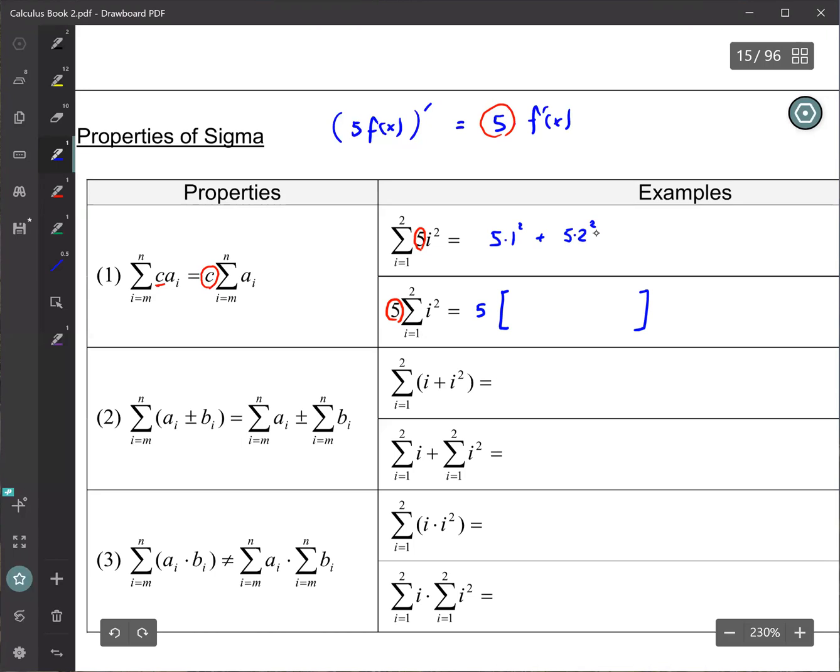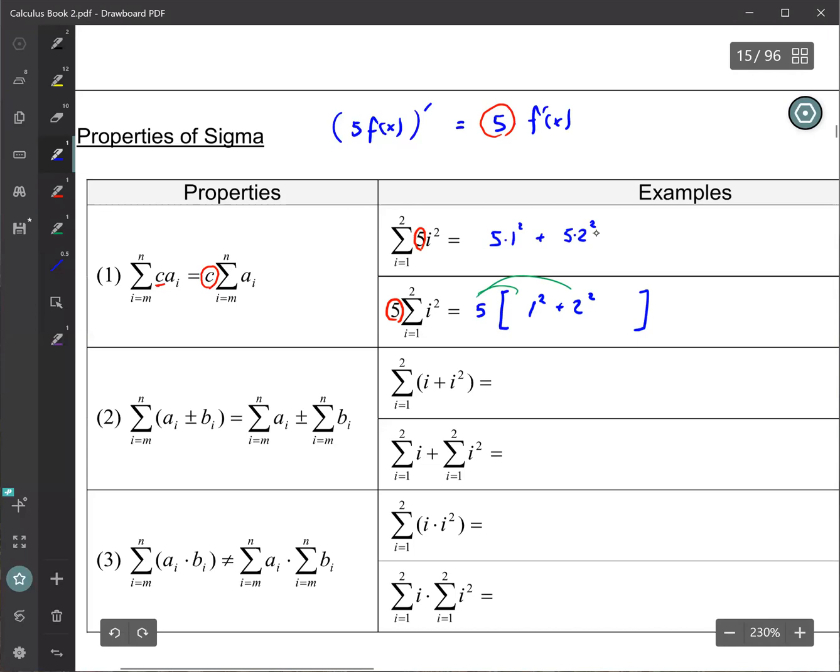Just 1 squared plus 2 squared. Yeah. Okay, so having a 5 inside and having the 5 in front is different, but their answer is equal, because you can see that the 5 can distribute. It will be the same, all right?